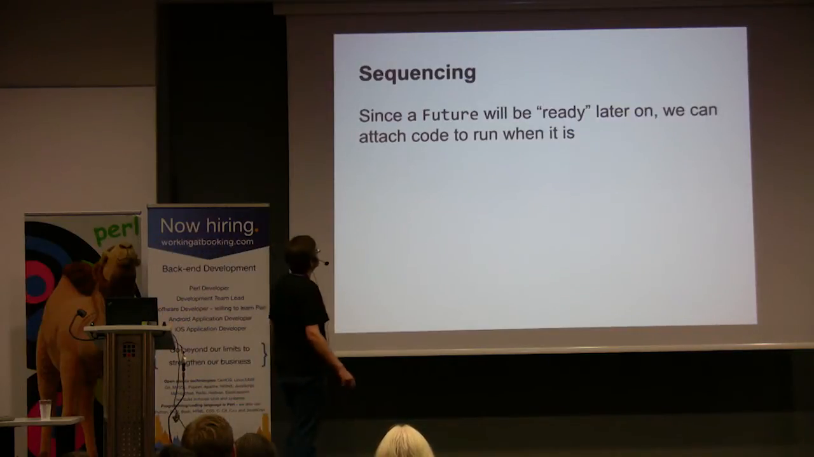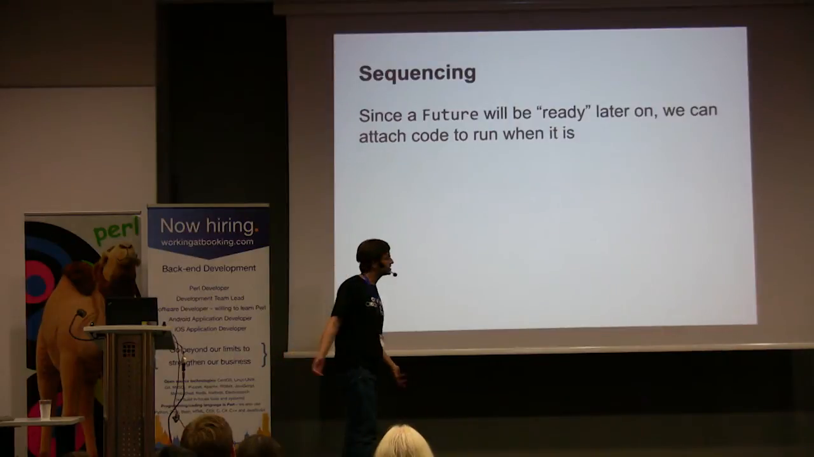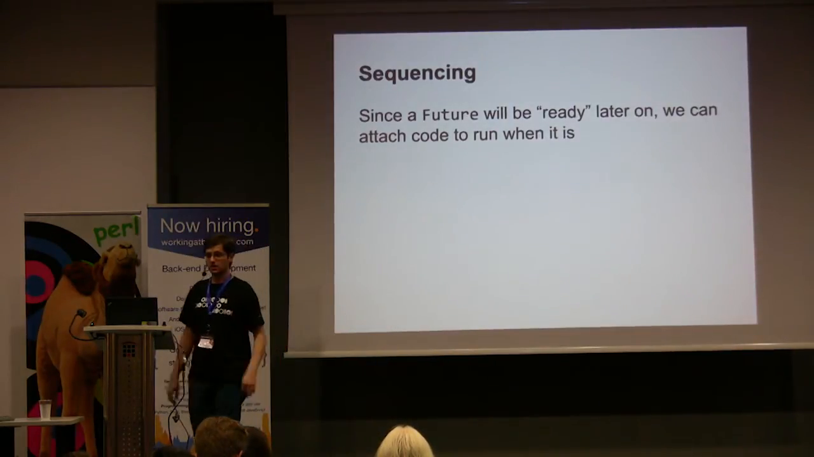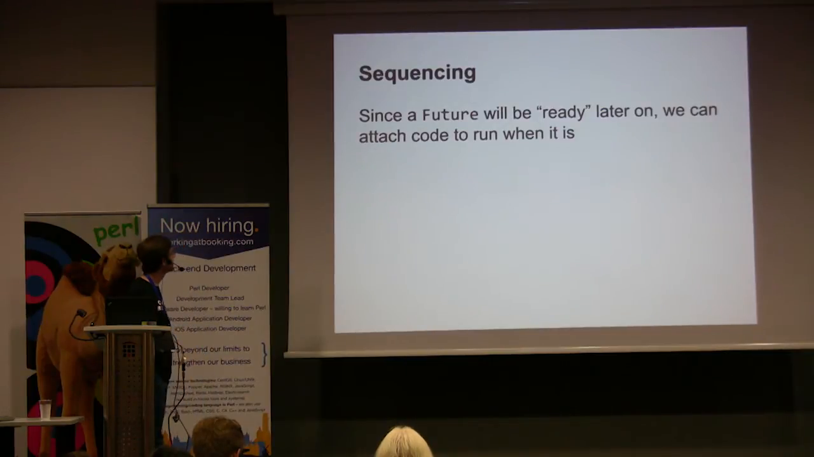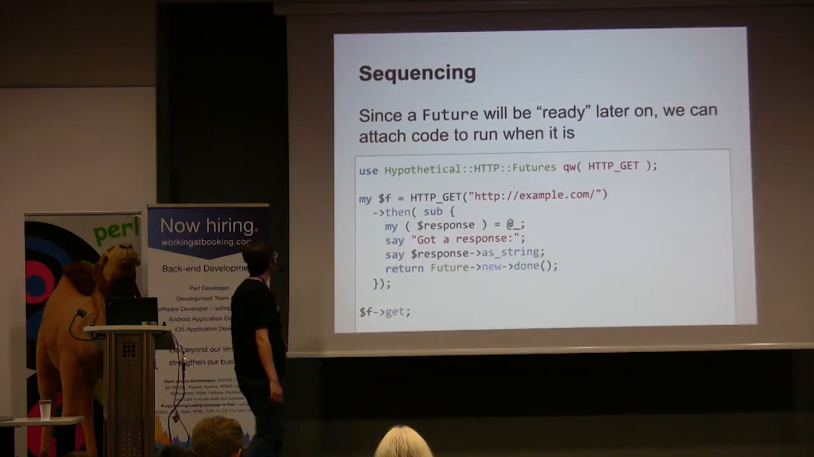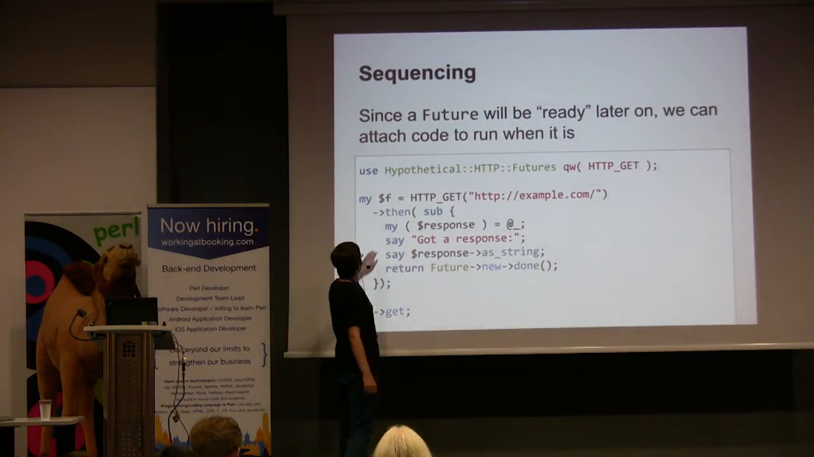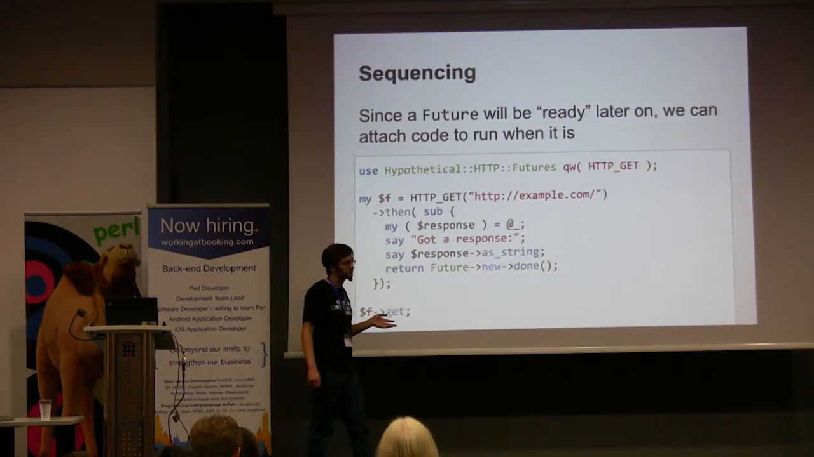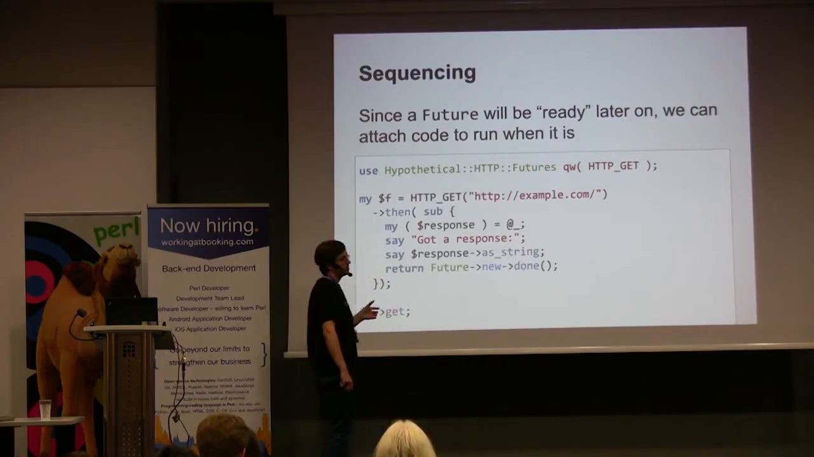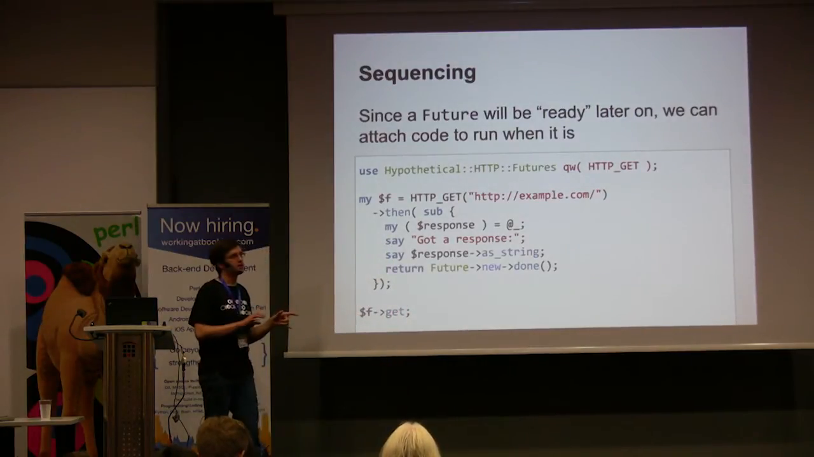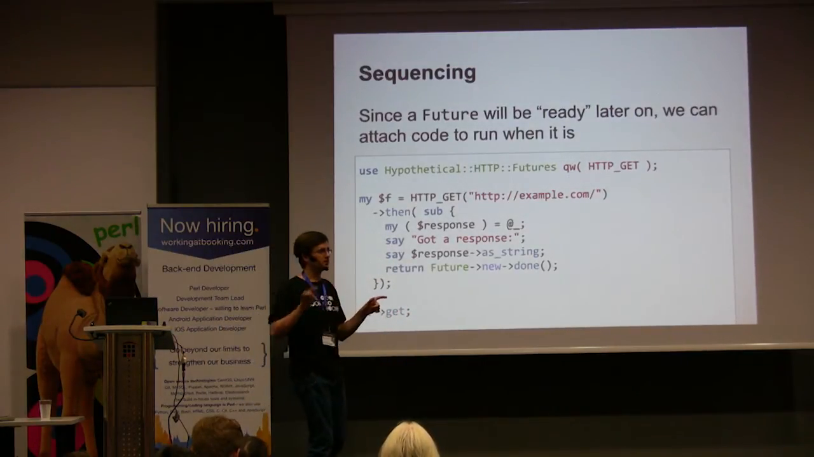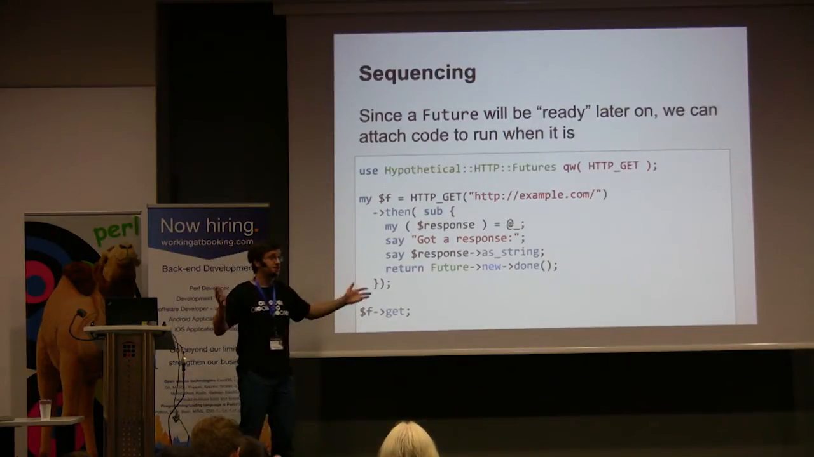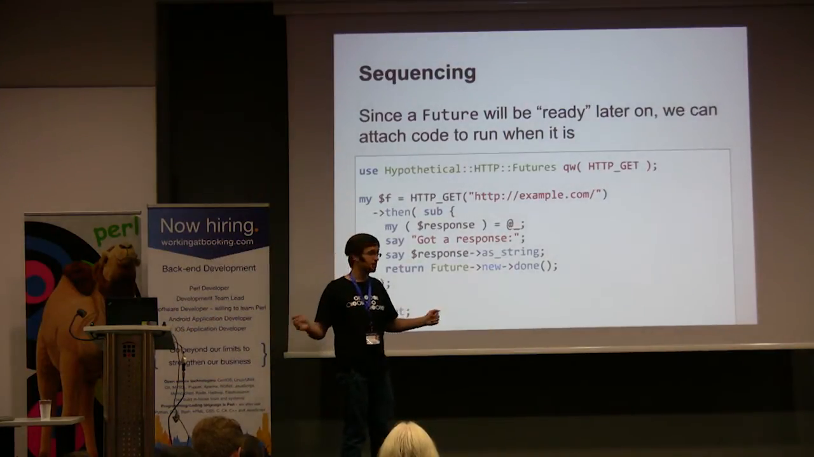Because a future represents an operation. At some point later, it's going to be ready. We attach some code to say, when it's ready, call this action. Well, what if that code itself returned a future? So you've got the idea that you've got an operation that returns a future, and then later on you're going to do another operation that returns a future. Well, that whole operation is an operation that's eventually going to succeed, so you might as well represent that as a future.